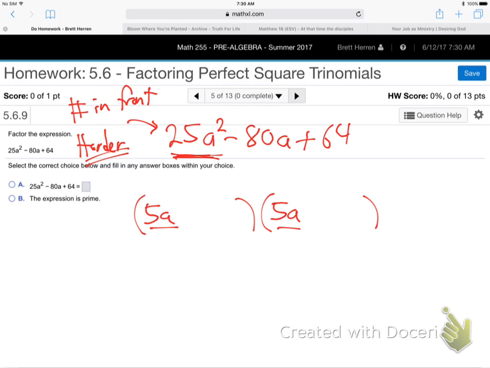Now, last times last to make last. What times what makes 64? 8 times 8 will make 64. But they're not going to make 80. Aren't we supposed to have multiply, add? 8 and 8 multiply to be 64, but they're not going to make 80 in the middle.